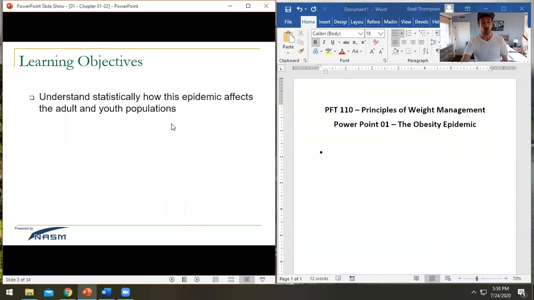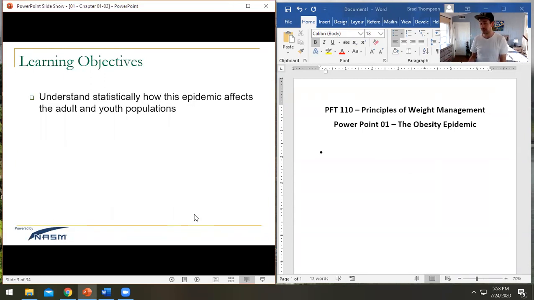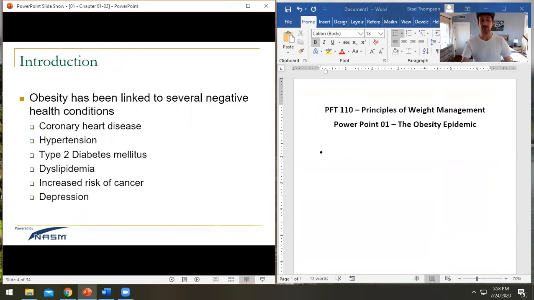So our learning objectives today are to have an understanding of the overview of the obesity epidemic and how it has certain effects on society. We'll be able to understand the difference between overweight and obese, which I'm pretty sure everybody in here has a pretty darn good understanding of, considering that we've talked about BMI so many times. We want to understand the reasons why obesity has grown, statistically how it affects both adult and youth populations, and all the negative effects associated with it.